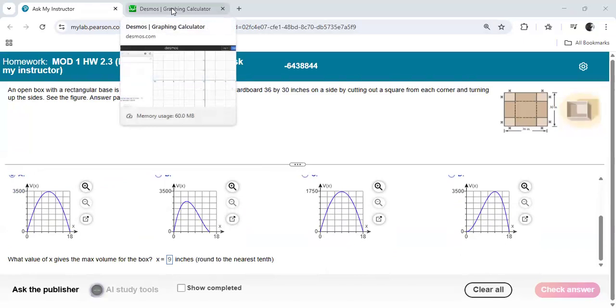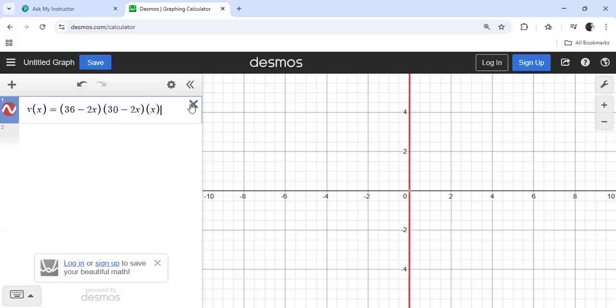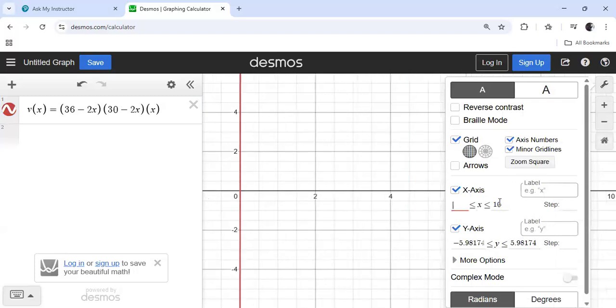I'm hoping that you can see this. I'm just going to type them in the factored form. It was 36 minus 2x. And the next one was 30 minus 2x. Then the last one was just x. So 36 minus 2x times 30 minus 2x times x. And I'm going to set my window so that x goes to 18.